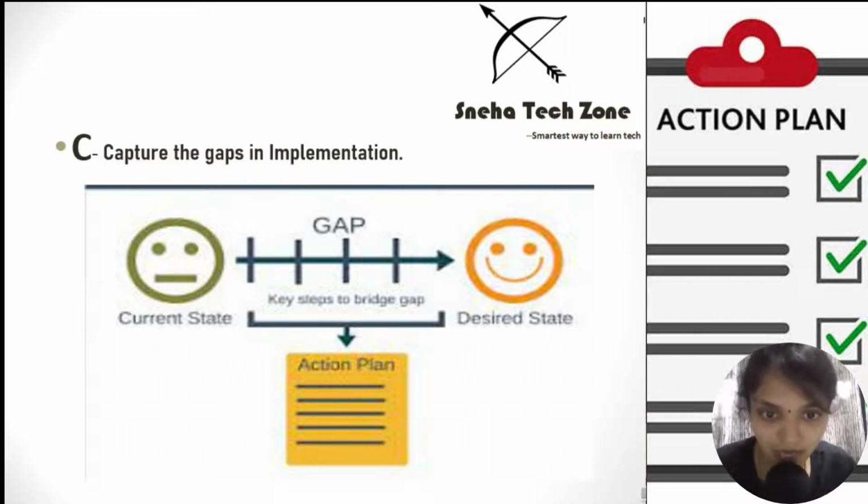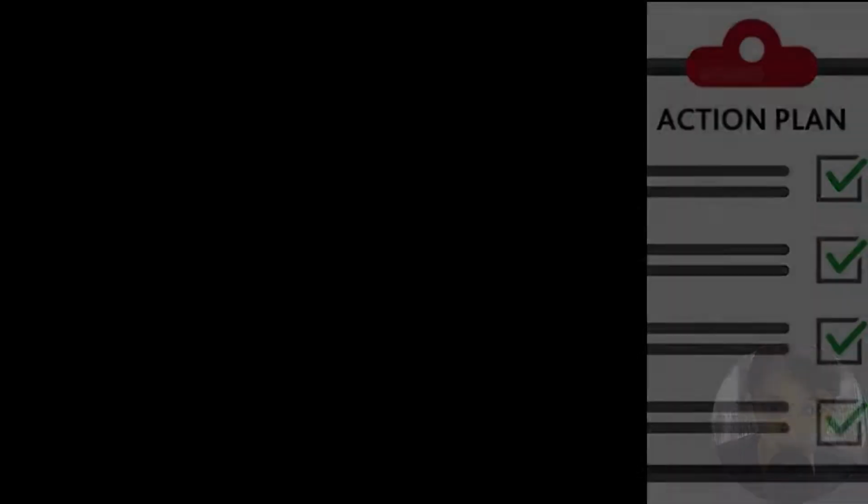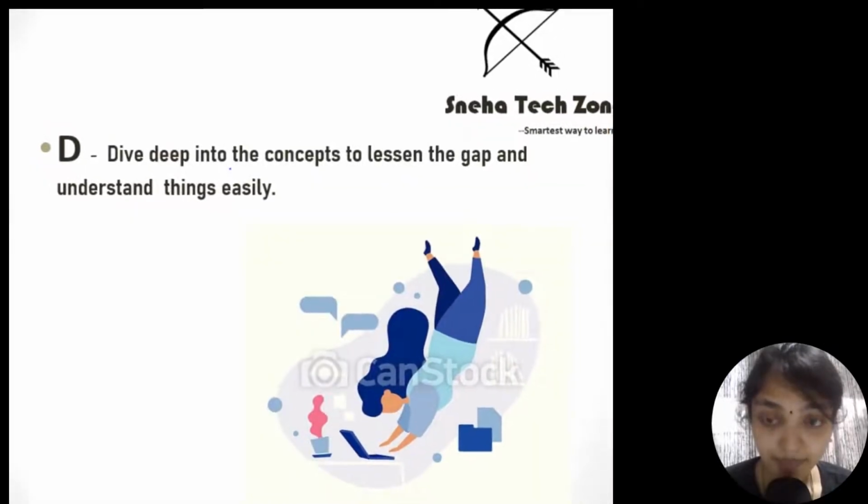Just take an action plan in between what is expected, where you are, and what you need to do to get that desired state. Just make this difference in the learning what you have done, capture the difference and go forward. So this should be your very third step of capturing the gaps in the implementation part. Then comes our step D.